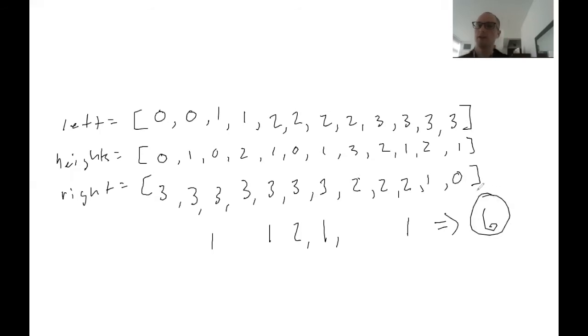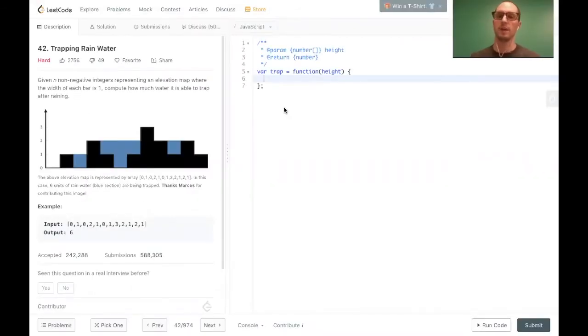Okay, great. So now that we've gone through a round of solving this problem, and we have a better understanding of the strategy, let's go ahead and see what this looks like in code. On the screen here, we have our trap function. So we're going to build out all the functionality in our trap function.